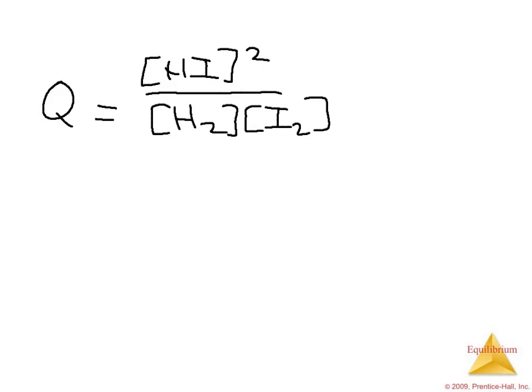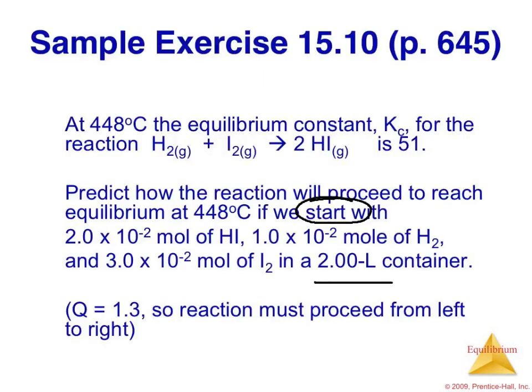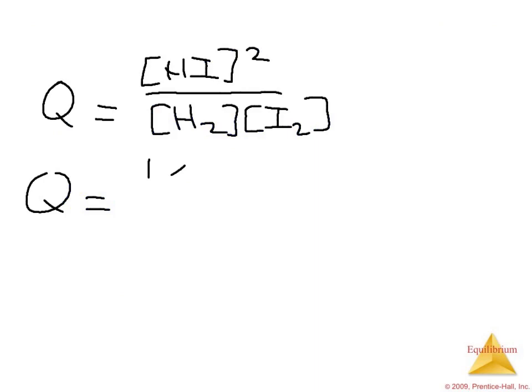Okay, so that's our Q expression. Again, it's just like the equilibrium expression, except we're plugging in initial concentrations instead. So when we plug in those numbers that they gave us, and again, I'm dividing everything by 2 to get concentration instead of number of moles. So I have 2 times 10 to the negative second moles of HI, which would give me 1 times 10 to the negative second molar here.